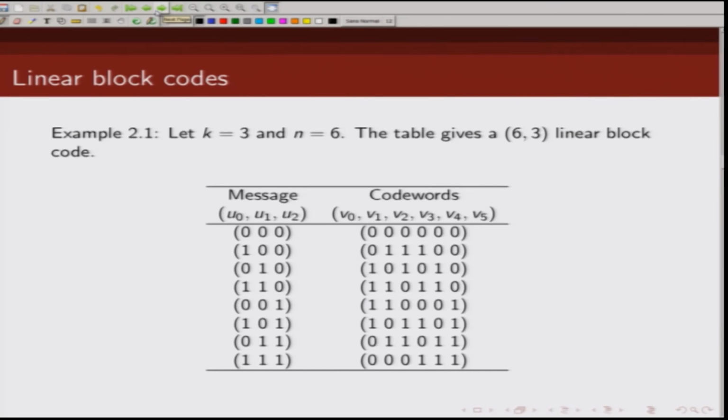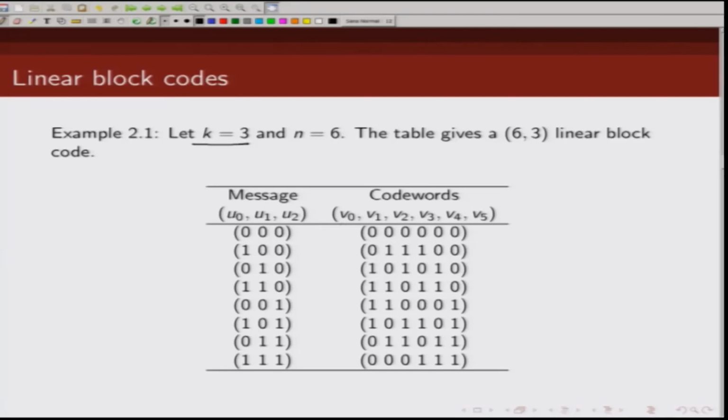Now, let us take an example to illustrate what a generator matrix is. In this example, we have considered 3 information bits and 6 coded bits, and in this table I have given you the set of 8 information sequences and their corresponding code words. So, how do we find the generator matrix in this case? We will have to look at each of these code bits and see how we are generating them in terms of message bits U0, U1 and U2. So, first we look at each of the code bits V0, V1, V2, V3, V4, V5 and write them in terms of U0, U1, U2.